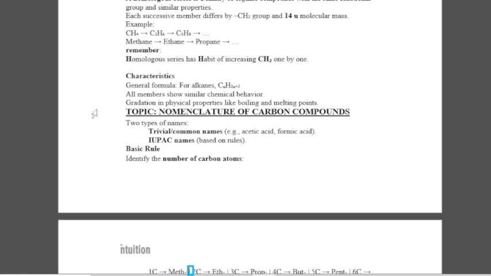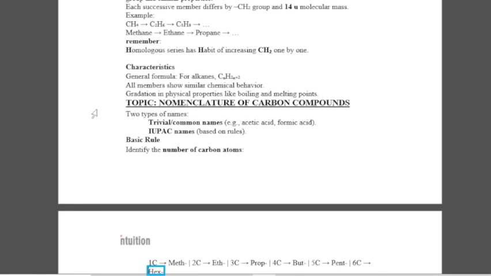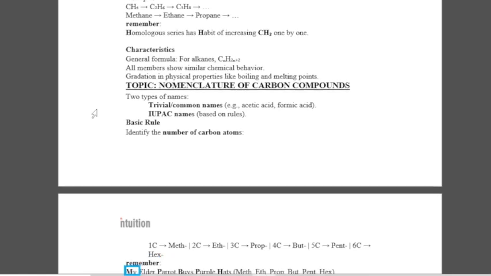1 C meth, 2 C eth, 3 C prop, 4 C but, 5 C pent, 6 C hex. Remember, my elder parrot buys purple hats. Meth, eth, prop, but, pent, hex.